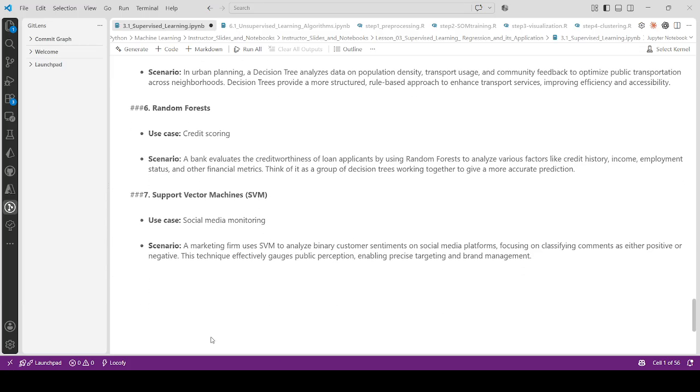And then the last, SVM, or support vector machines. One of the use cases is social media monitoring. The scenario is that a marketing firm uses SVM to analyze binary customer sentiments on social media platforms, focusing on classifying comments as either positive or negative. This technique effectively judges public perception, enabling precise targeting and brand management.